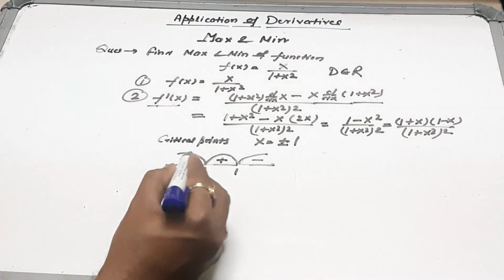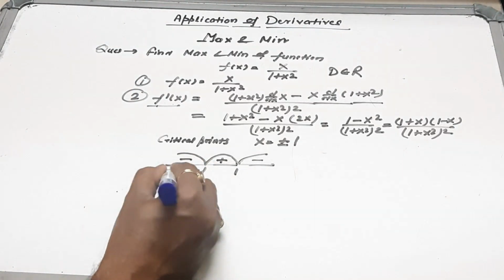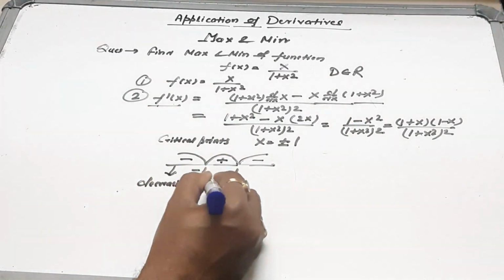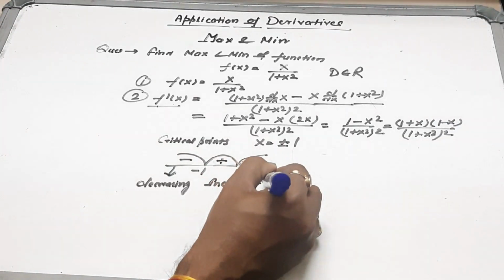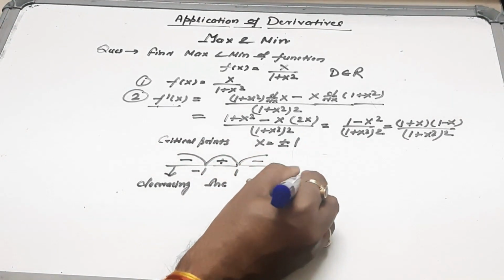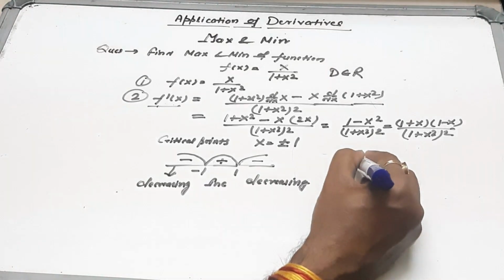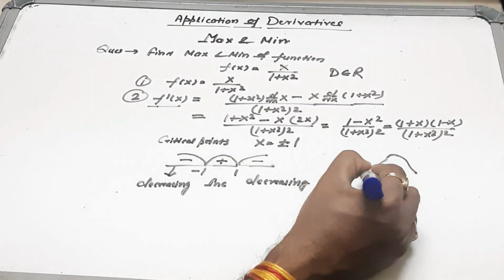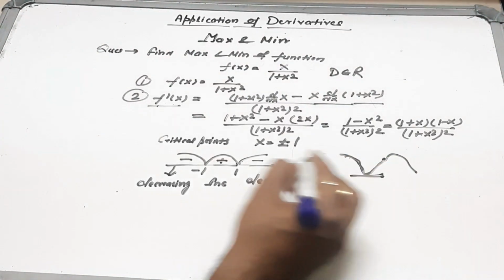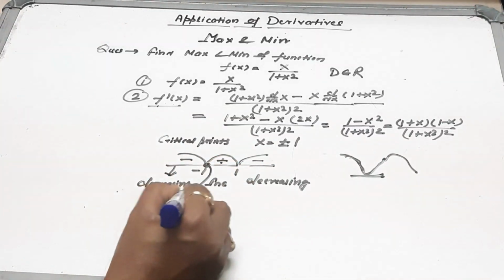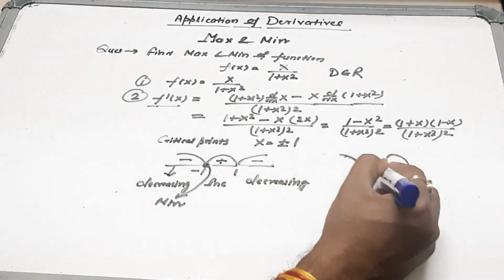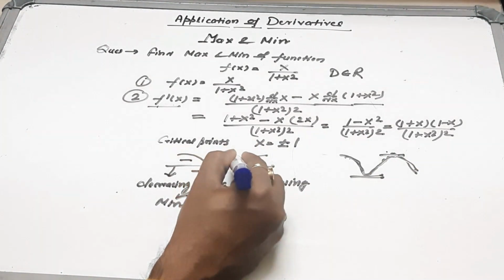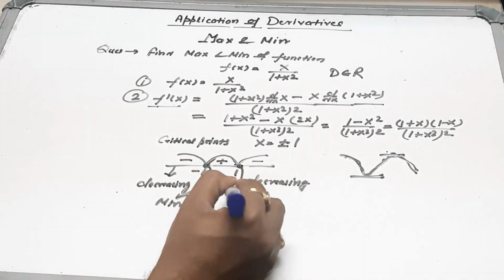So now what does it mean? The function is here decreasing. Here it is increasing. Here again it is decreasing. Correct? So function is decreasing, then again increasing, then again decreasing. So between decreasing and increasing, there is a minima point. Means this point will be a minima point. And between increasing to decreasing, you will get a maxima point. Between increasing to decreasing, this point will be a maxima point.